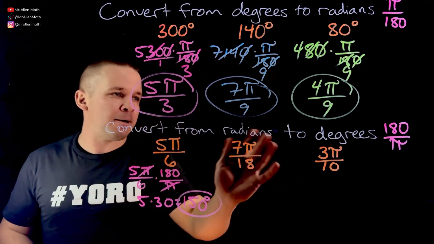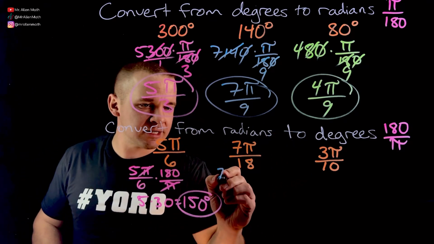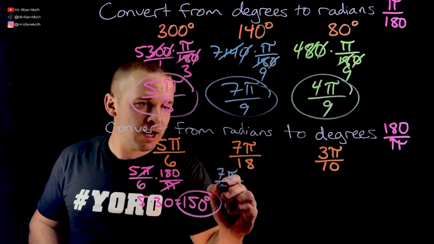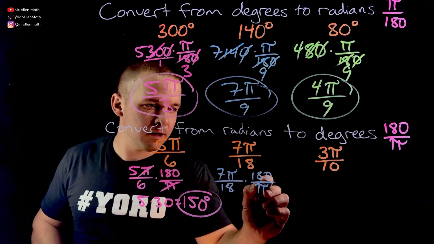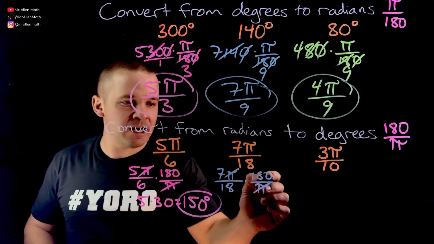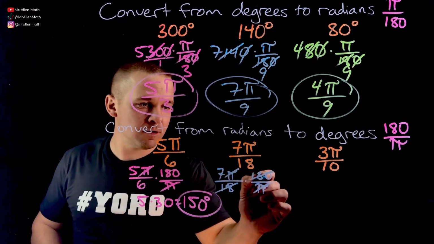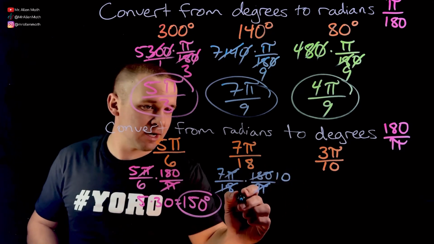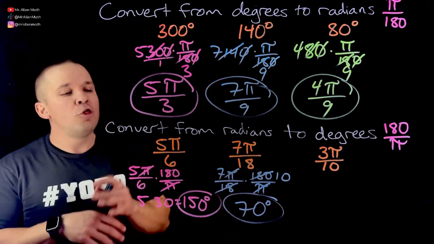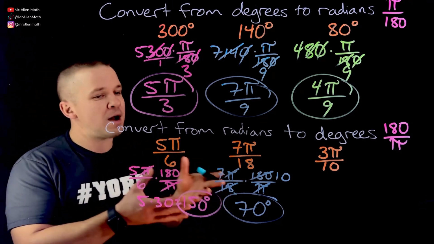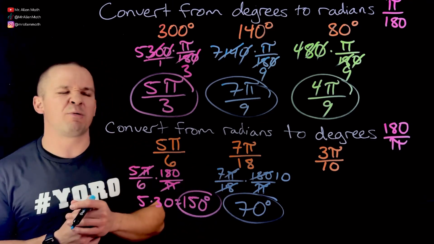Here I'm going to multiply by 180 over pi. So we got 7 pi over 18 times 180 over pi. Pi's cancel. 180 divided by 18, that's just 10. Boom. So we get 7 times 10 is 70 degrees. A lot of times, again, if they're non-calculator, the number should work out pretty nicely. You might get a fraction, but a lot of times they'll work out pretty nicely.